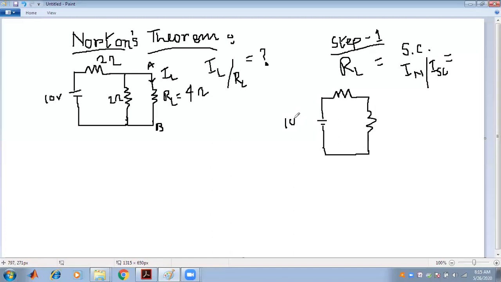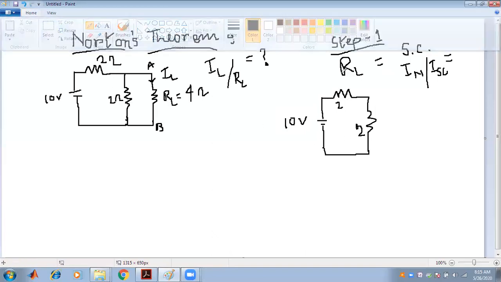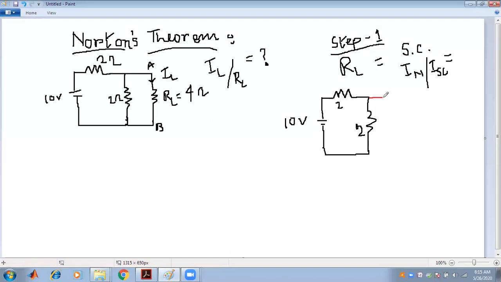This is our 10 volt. This is our 2 ohms. And this is our 2 ohms. So what we have done? We have short circuited that particular terminal, means that RL. We just short circuited it and we have to find the IN or ISC through that RL. We have to find that, means the AB terminal is short circuited.